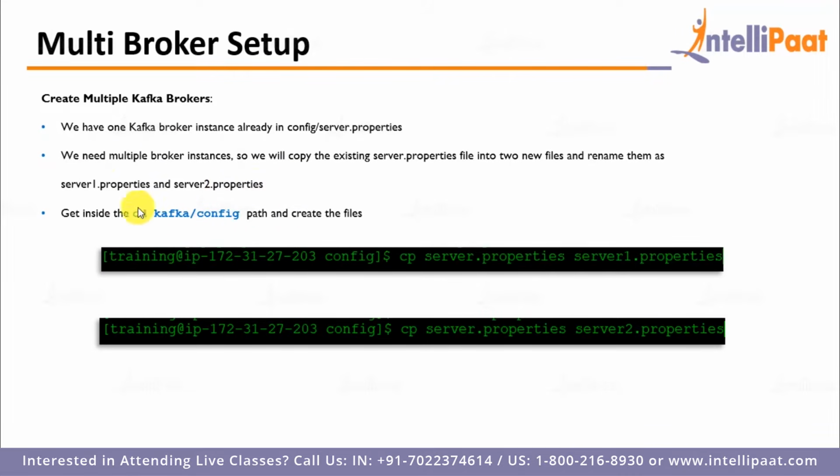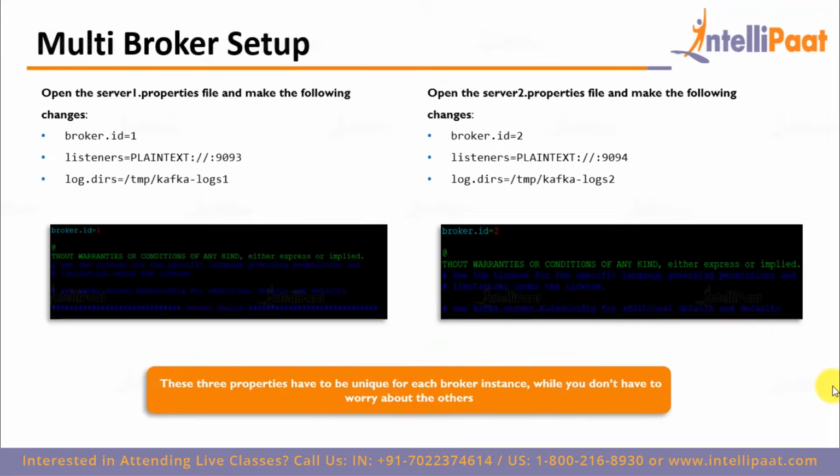Now after we do that, we will go inside the Kafka/config directory and then we will create these files, right? So we'll go inside Kafka/config and then we'll create a copy of the original broker file. So we'll type in cp server.properties server1.properties. So we are just creating a copy of this original server.properties file and we are naming it server1.properties. Similarly, we'll create another copy of this file and we'll rename it to be server2.properties. So now that we have created our two brokers, we'd have to go ahead and make changes in these. So we'll go inside the server1.properties file and we'll make all of these changes.